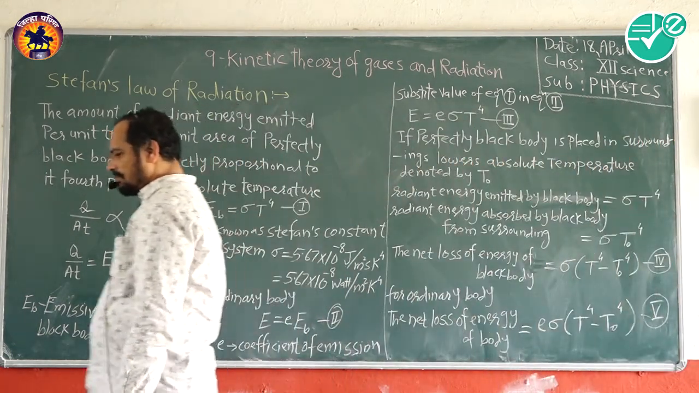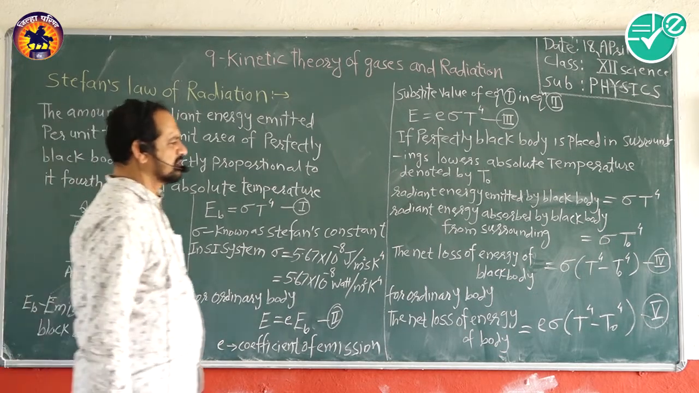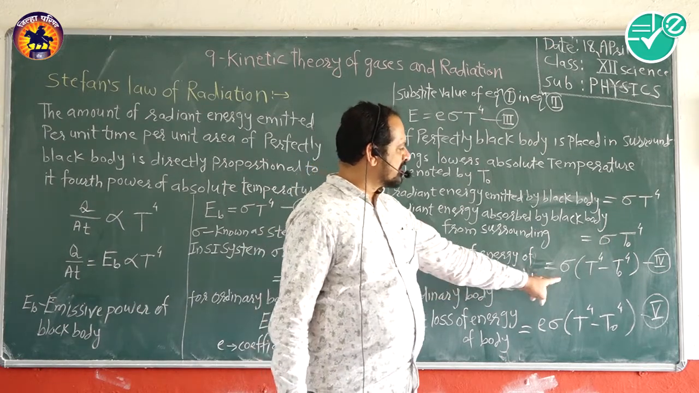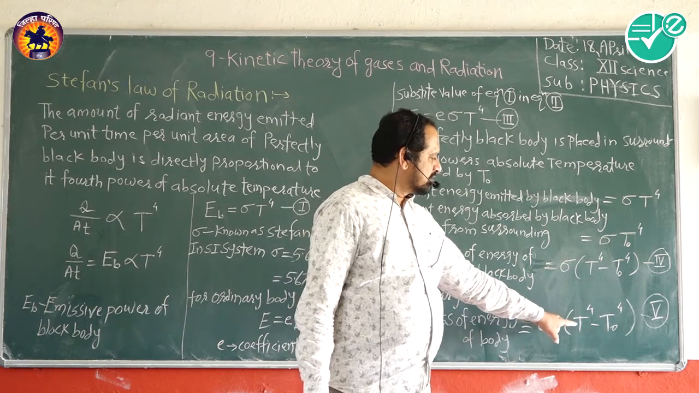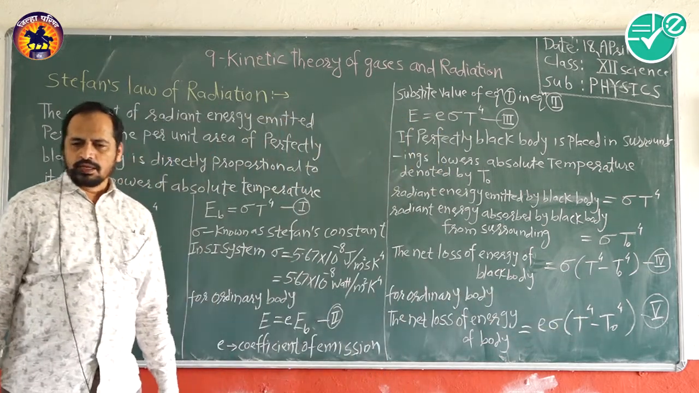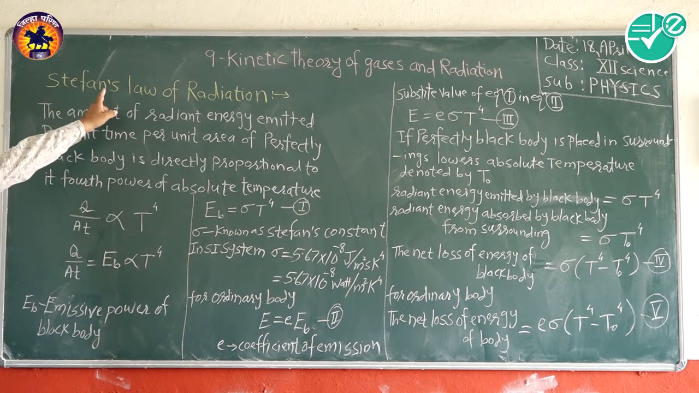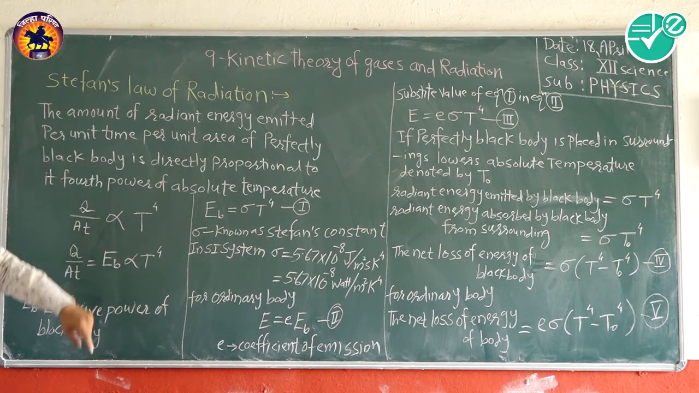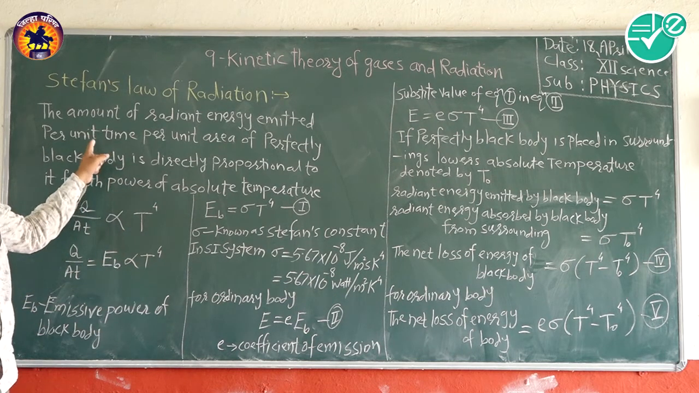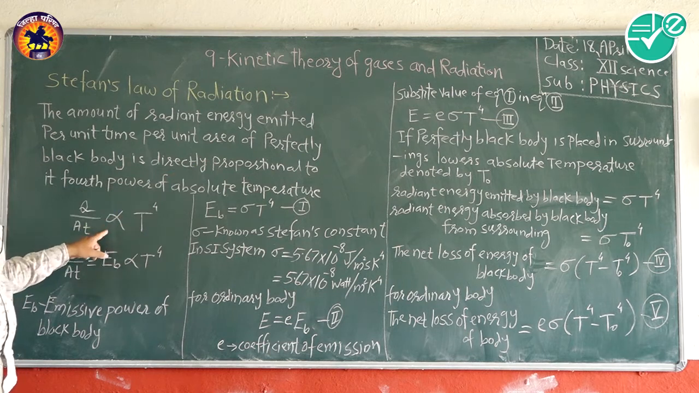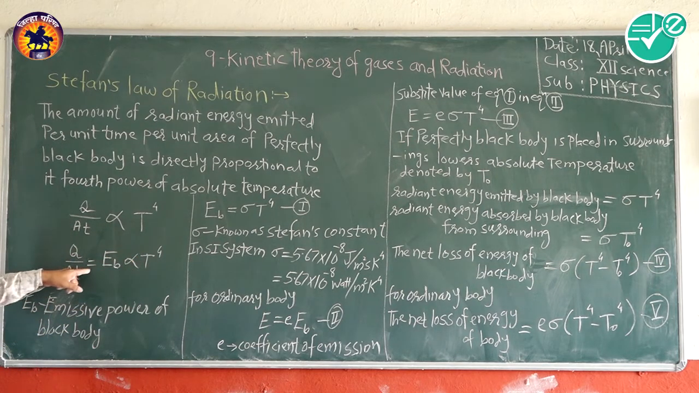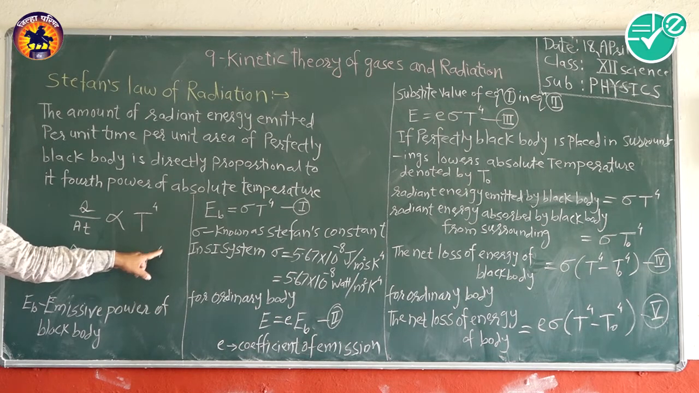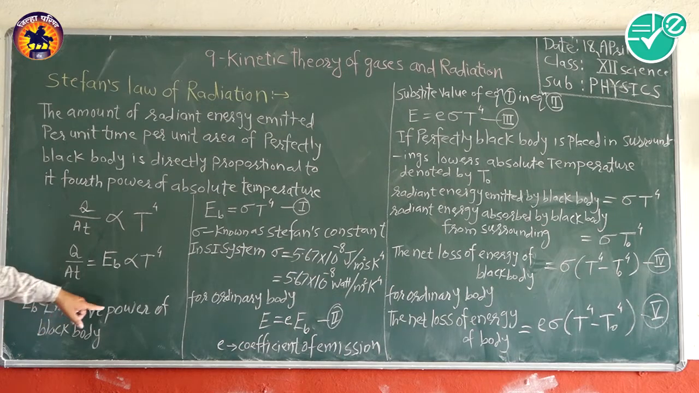So in such a way, we obtain the loss of energy of the perfectly black body, sigma of T to the power 4 minus T0 to the power 4, and of any body, small e sigma T to the power 4 minus T0 to the power 4. So Stefan's law of radiation is nothing but: the radiant energy emitted per unit time per unit area of a perfectly black body is directly proportional to the fourth power of the absolute temperature. Or we can also write Q upon At equal to EB, the emissive power of a black body, also directly proportional to T to the power 4.